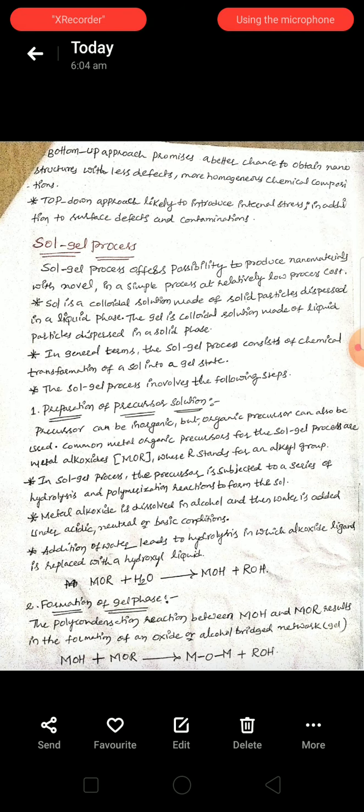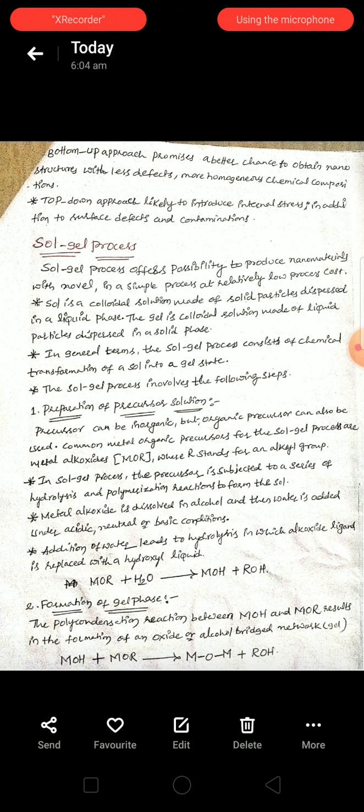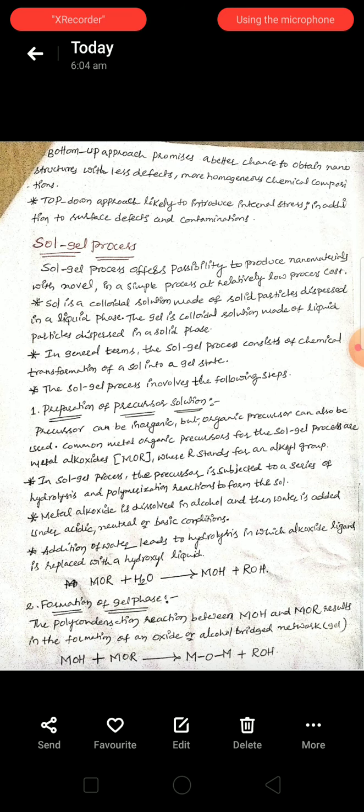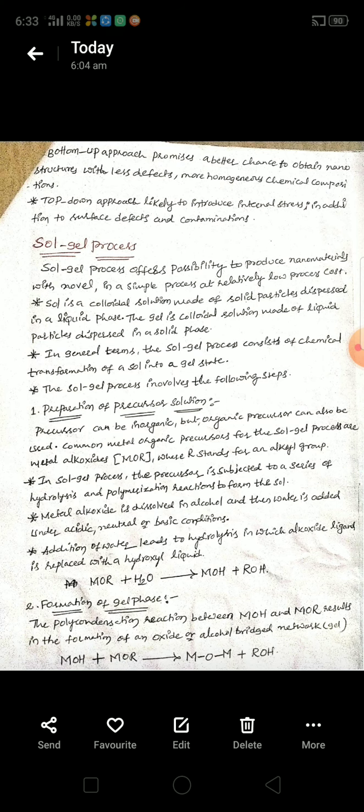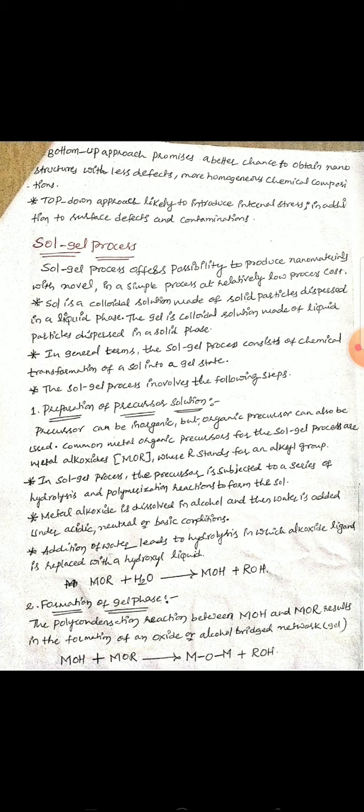Next step is formation of the gel. In this step, the polycondensation reaction between MOH and MOR takes place. Then we will get the MOM. MOM is the alcohol or oxide bridged network. That is, we are calling it the gel.